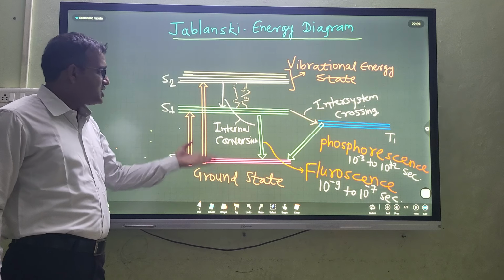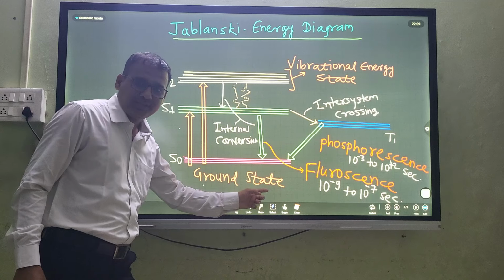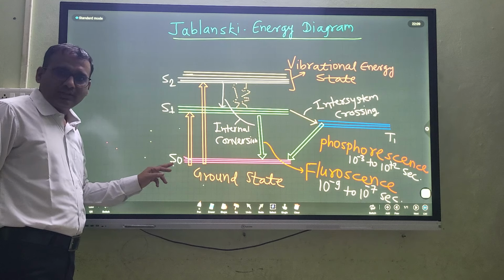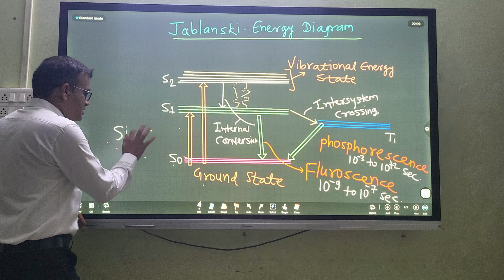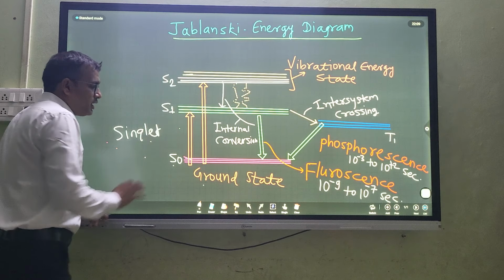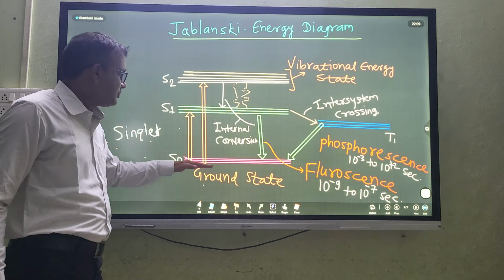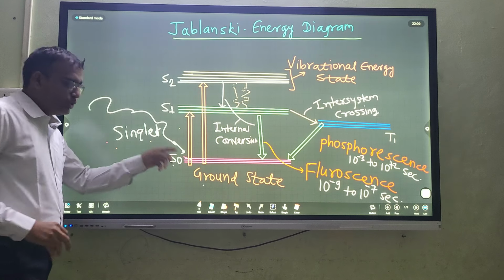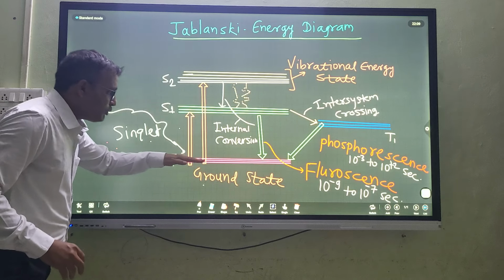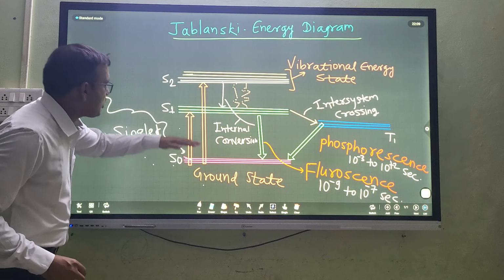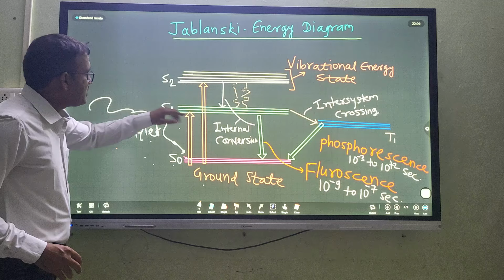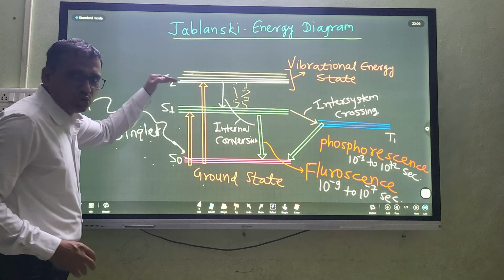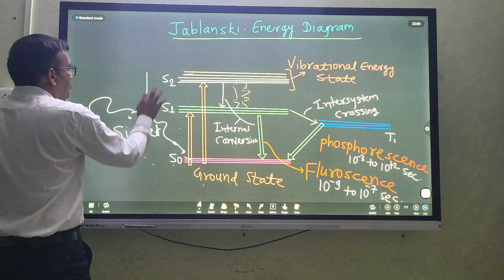Now in this diagram we can see that this is the ground state. This S0, S1, S2 are the singlets, S for singlet. This is the ground energy level, and when light is incident on the molecules, at that time the electrons get excited from this level to this level, meaning the singlet S1 state. Now the upper level is the singlet S2 level. These are the energy levels.